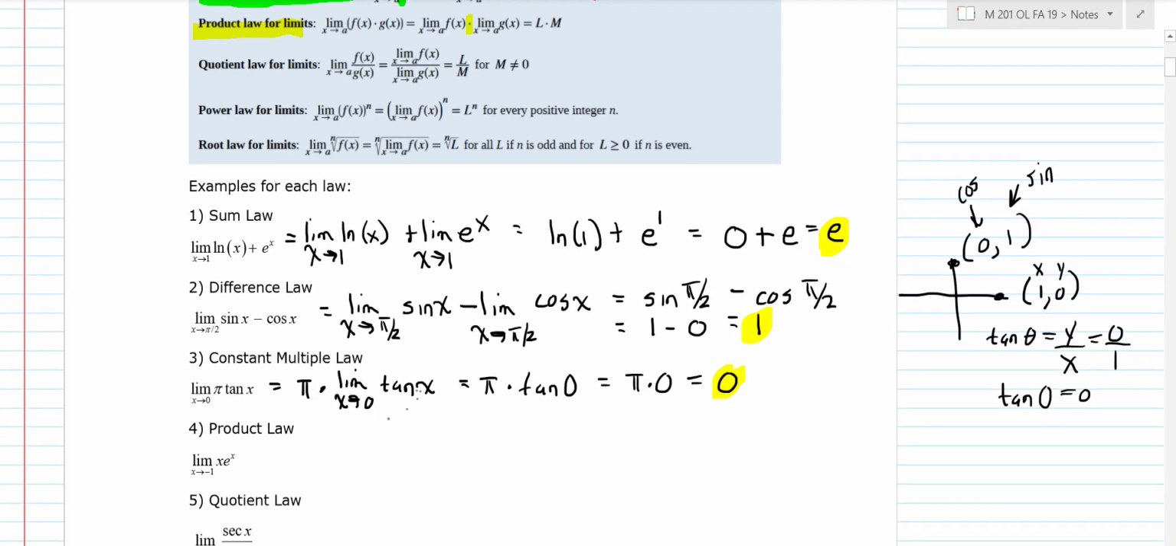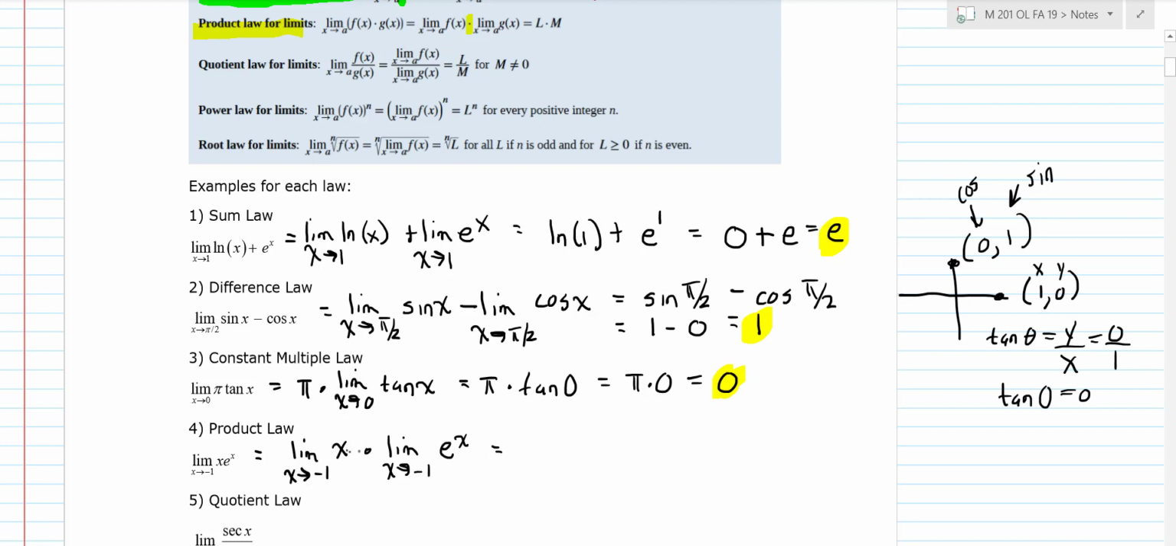Okay, so the product rule, we're going to do the limit of x multiplied by e to the x. So two functions, x and e to the x. So what you do is you do the limit as x approaches -1 of the first function x times the limit as x goes to -1 of the second function e to the x. That's how the limit law works. Then you work this out.